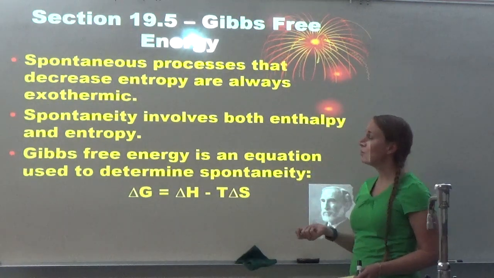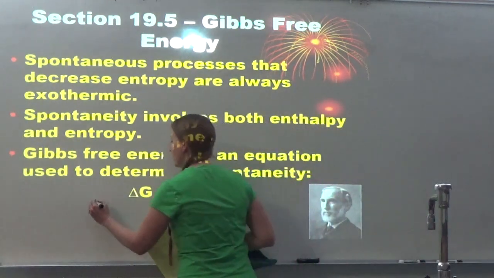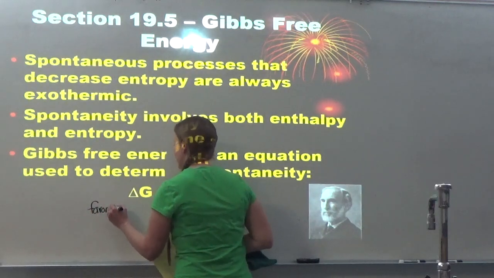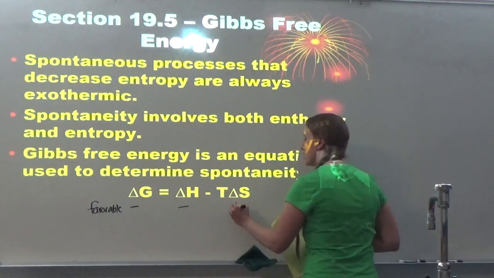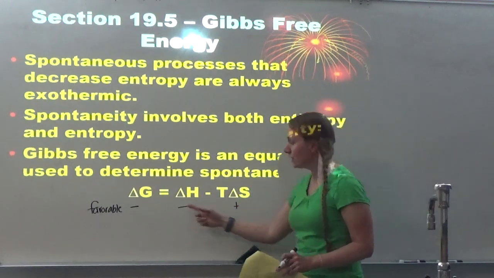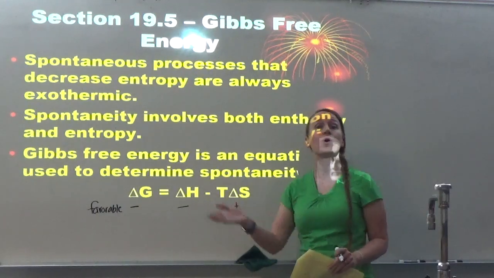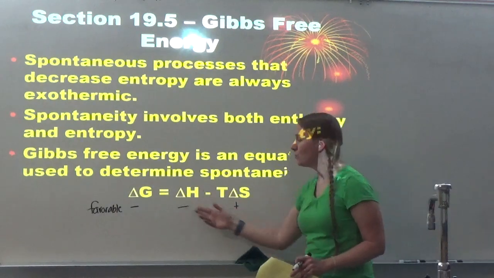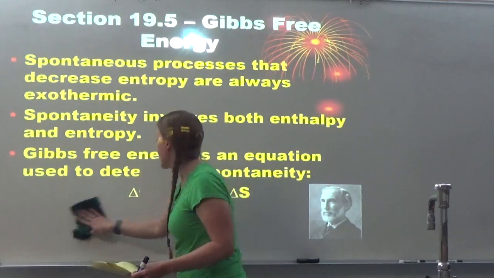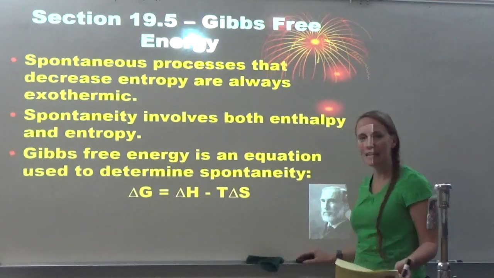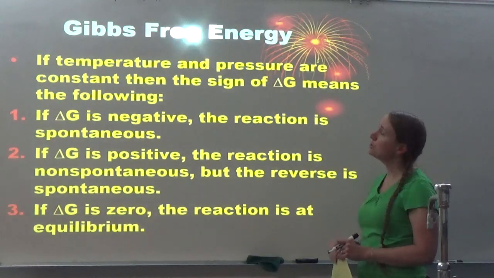Gibbs free energy is an equation used to determine spontaneity. So like I said, for the most favorable processes, we want negative delta G, we want negative delta H, and we want positive delta S. Because if you look, if we have a negative here and we subtract a positive, it's just going to become more negative. Okay, the problem occurs when one of these is not the way it's supposed to be. And then you might have to figure out how temperature changes in order to make it spontaneous, or things like that. So if temperature and pressure are constant, then the sign of delta G means the following.